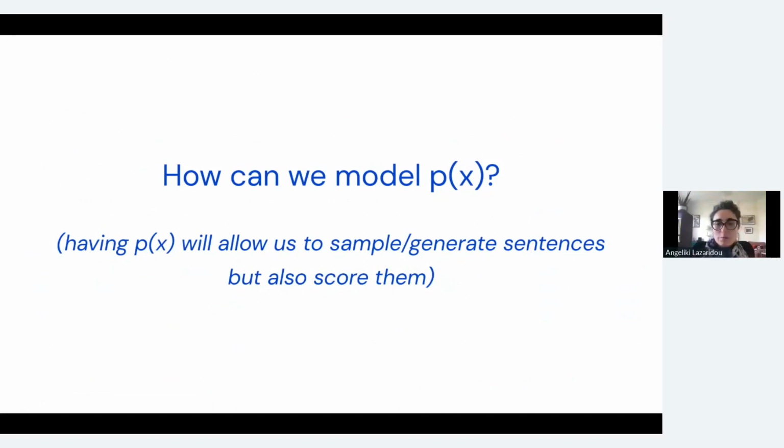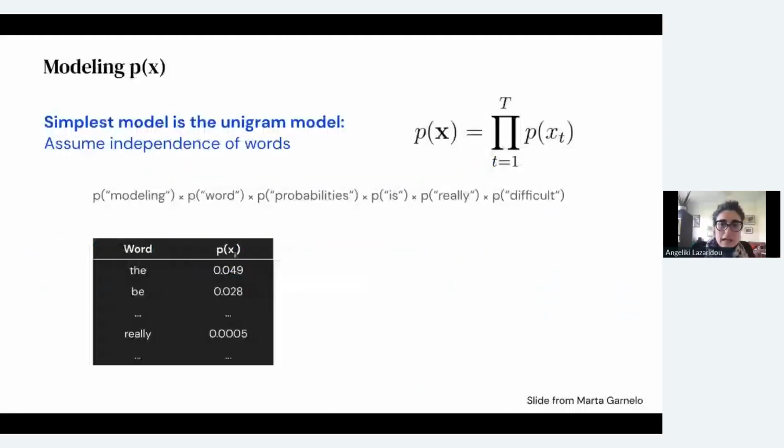Okay, so how do we model P of X? Now, the simplest thing that we could do is to start by modeling P of X as just being a unigram model. So what this means is that to estimate P of X, we count the unigram probabilities of words. So we go out there and we count words, basically.